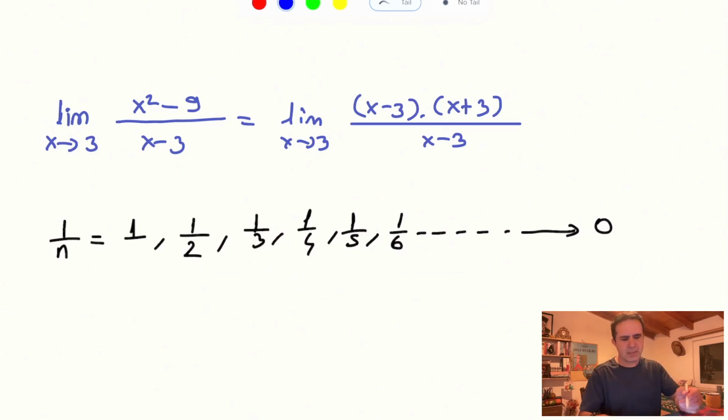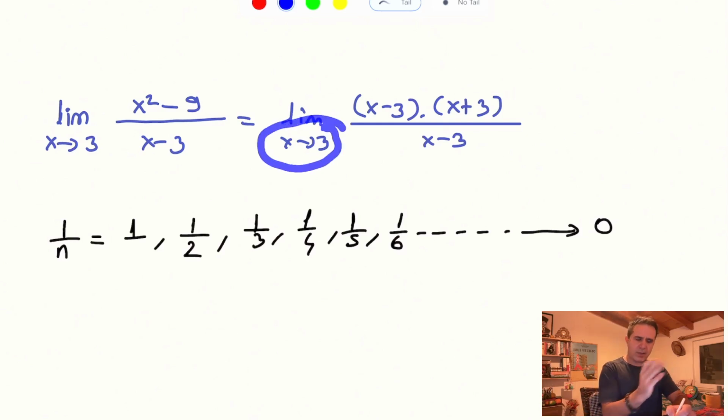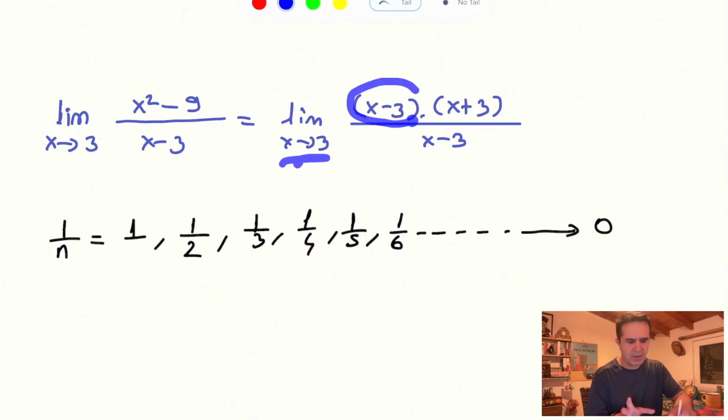Now, in this case, as x goes to 3, we have the same situation. x is closing in on 3, but x will never be 3. And for that reason, here we have x minus 3. As x goes to 3, x minus 3 approaches 0, but it just approaches 0. It will never be 0.